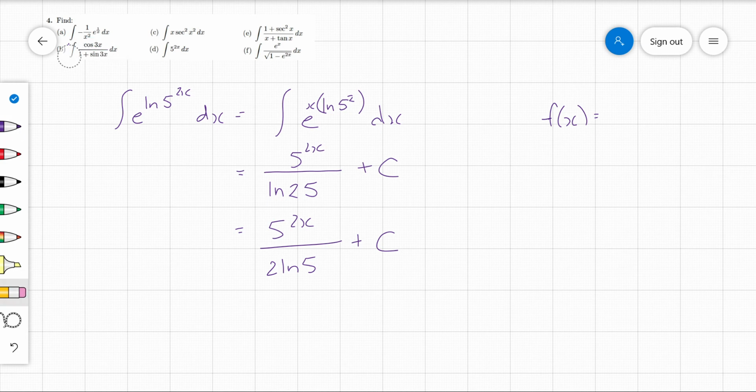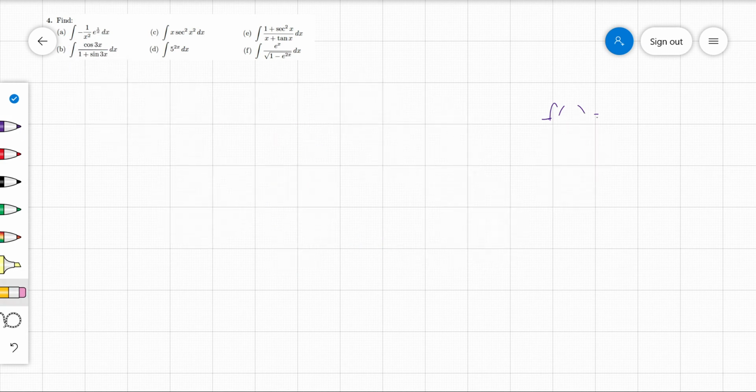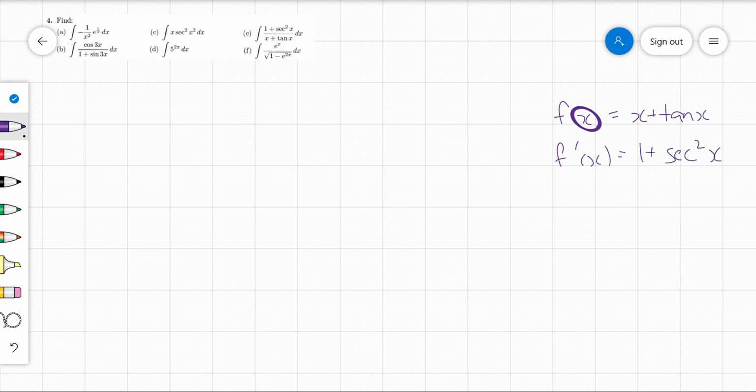All right, let's have a look at e. So for e, I'll make my f of x equal x plus tan x, because that's the bottom, and we'll just check if that works. So f dash of x, I get 1 plus tan x goes to sec squared x. I get 1 plus sec squared x, which is the top. So it looks like we've got the integral very nicely of f dash of x on f of x, which we know is a log, so that's pretty easy.